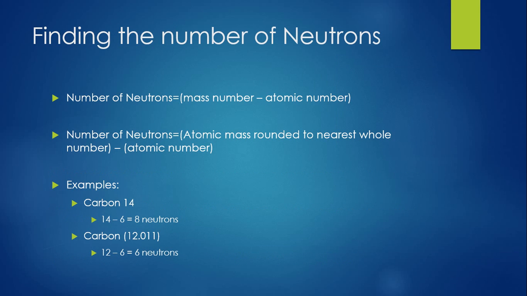If we want to find the number of neutrons, there's two ways. If you know the mass number, subtract the atomic number from the mass number, and you get the number of neutrons. If you just know the atomic mass, you round the atomic mass to the nearest whole number and subtract the atomic number. So carbon-14 would have 8 neutrons. Carbon, the element, would have 6 neutrons.